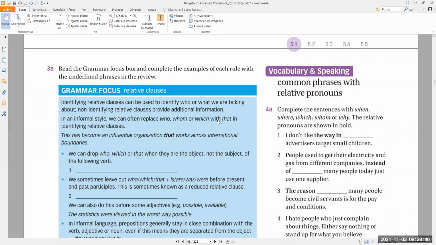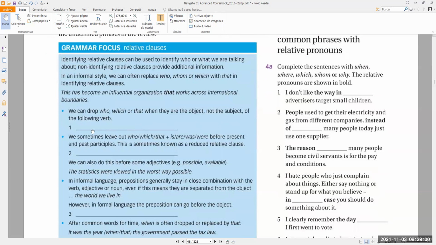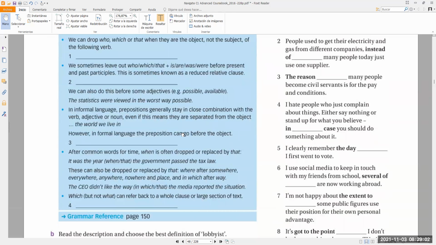You see? So basically, when we talk about relative clauses, we are talking about dependent clauses. They're parts of sentences that identify who or what we are talking about. And that's essentially what they mention here.